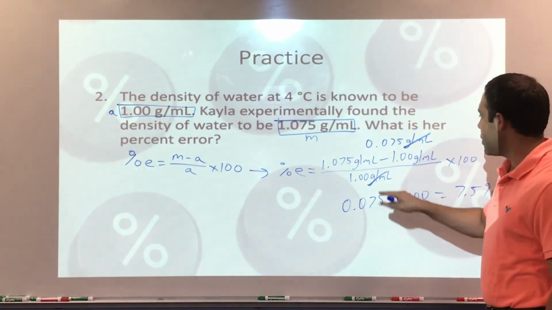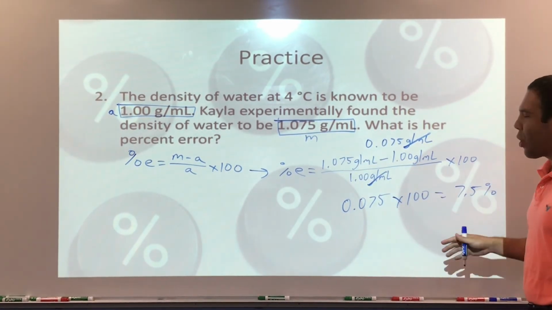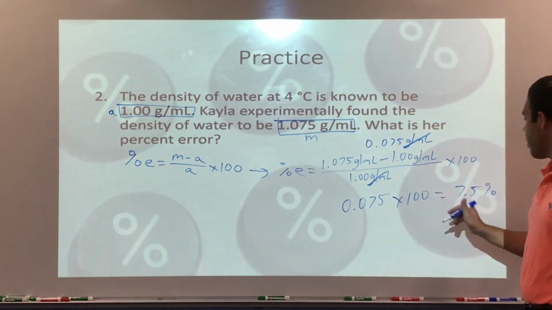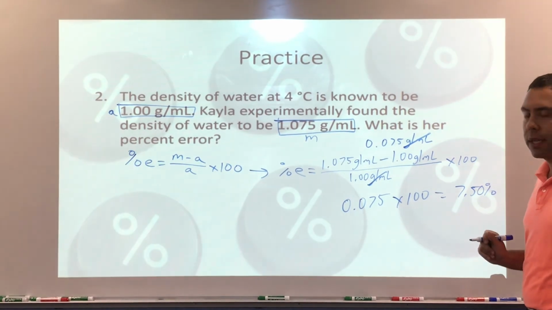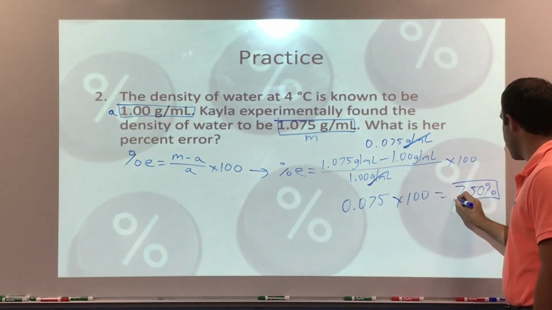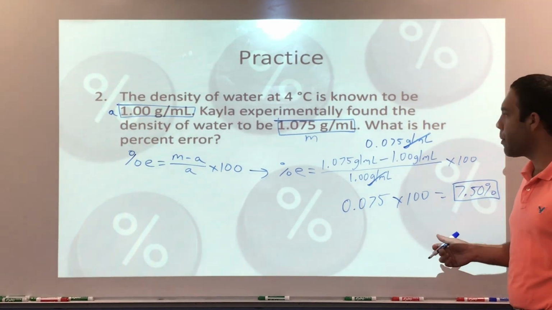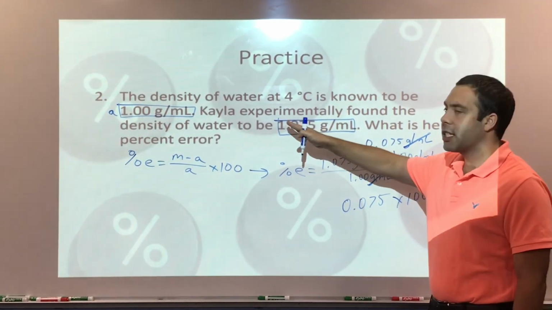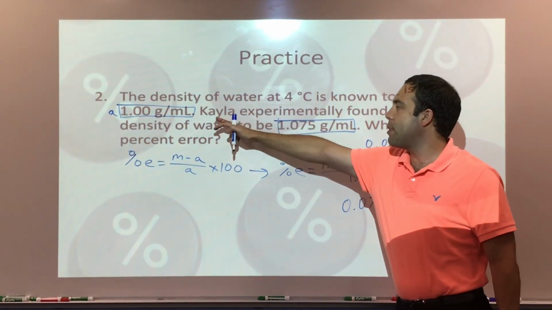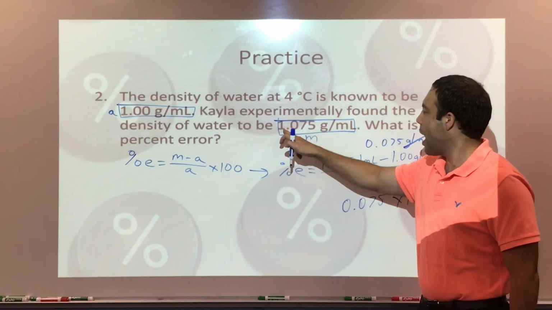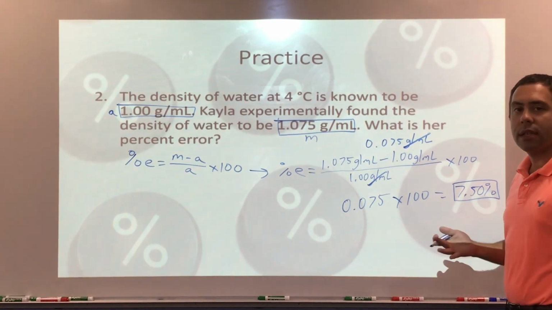We look at our original numbers, 4 significant figures, 3 significant figures. So our answer, the least number of significant figures, should be 3. So this is actually 7.50%. 7.50% is our final answer. It is a positive number, which means that in this experiment, Kayla came over the accepted value. The accepted value is 1.00. She came higher at 1.075. Therefore, the answer is a positive percentage.